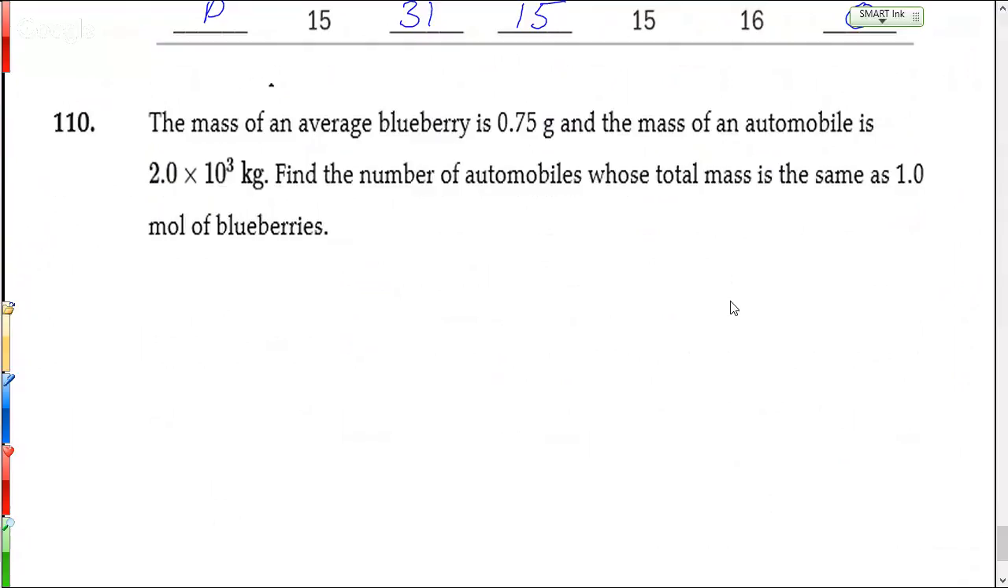So think about what we're doing here before we start. We're using the mole to count them. So we're saying this particular number of blueberries, how much does it weigh? And then how many automobiles would weigh that same amount? Starting with a mole of blueberries, I'll set this up and I'll let you go from here, ending after some steps, however many there are, with, let's just say, cars.